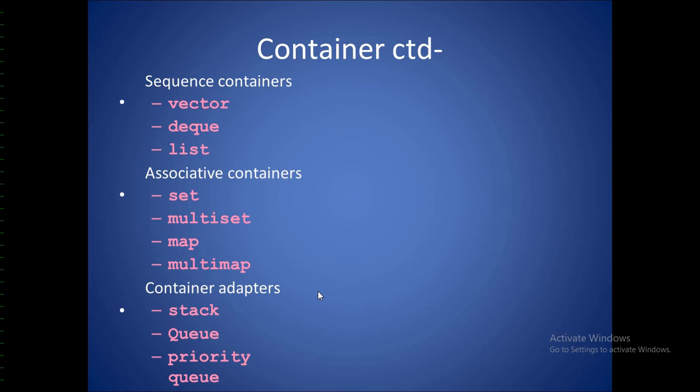Second are the associative containers. Associative containers include set, multiset, map, and multimap. Set is an associative container for storing unique keys and allows rapid lookups. What about the multiset? Multiset is an associative container for storing non-unique keys, so duplications are allowed.